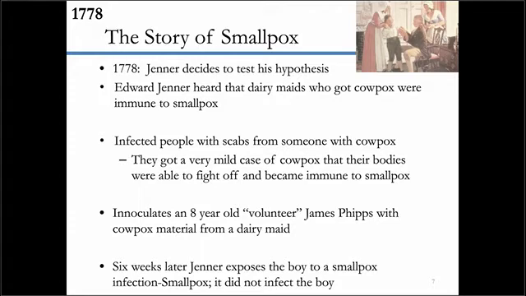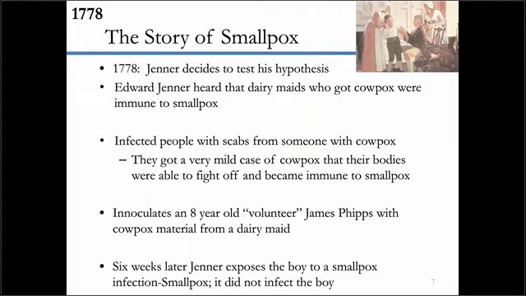To test this out, he inoculated, essentially put pieces of cowpox, in an 8-year-old volunteer's nose, from a dairy maid that had cowpox. We say volunteer because we know now from ethical principles of research that somebody who is very young, an 8-year-old, probably isn't voluntarily deciding that they want to participate in a study where, if this process does not work, they could potentially die from smallpox or from cowpox.